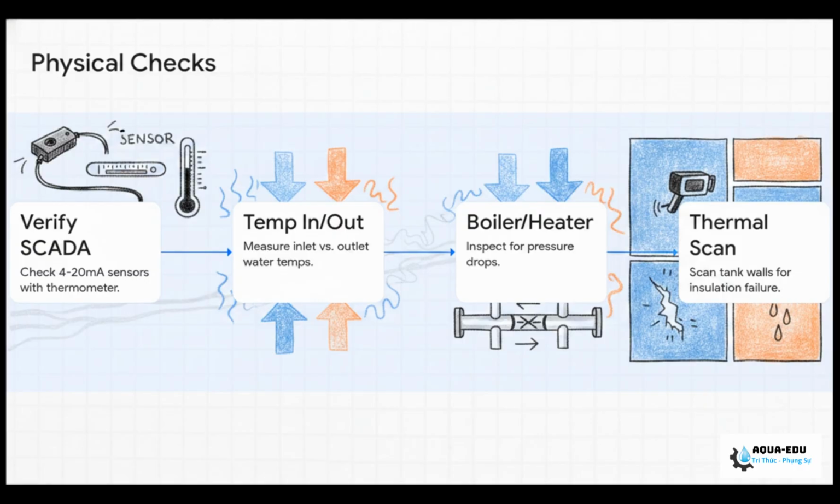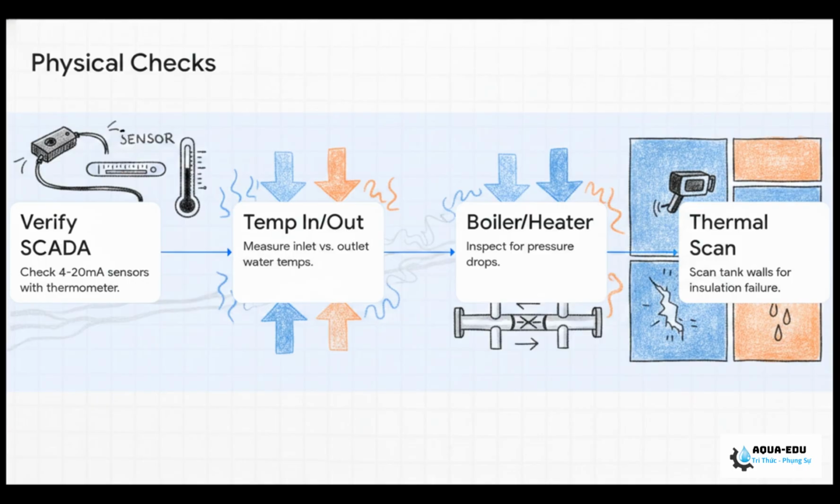Step 1, always verify your SCADA 4 to 20 milliamp sensors with a manual calibrated thermometer right at the inspection hole. You know sensors drift and cables oxidize, so trust but verify. Step 2, measure the inlet versus outlet wastewater temps to see if the cold is actually coming from the source. Step 3, inspect your boiler and heat exchangers. You're looking for high-pressure drops that would point to blockages. And Step 4, grab a thermal camera and scan those concrete tank walls. If you see cold patches, your PU foam insulation has either failed or it got wet, which completely destroys its insulating properties.